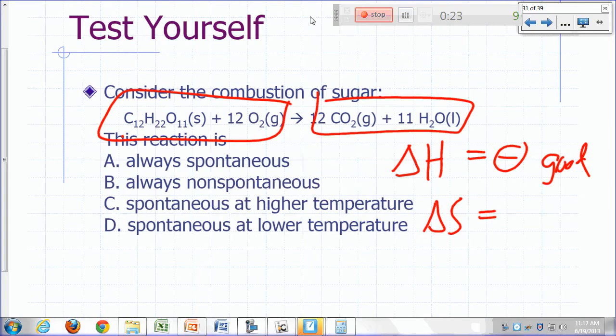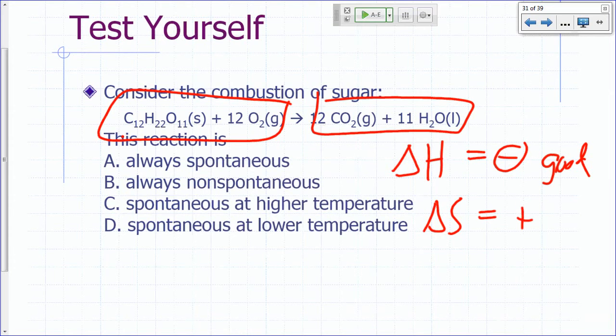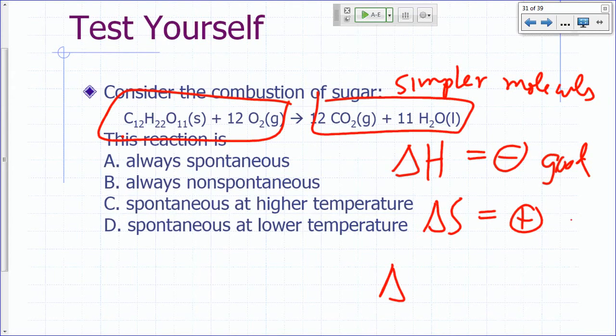Correct answer. It's always spontaneous, right? Delta S is positive, right? Simpler molecules here. So increase entropy, increase disorder. So delta H is negative, positive entropy is good, right? So it's going to be always spontaneous.